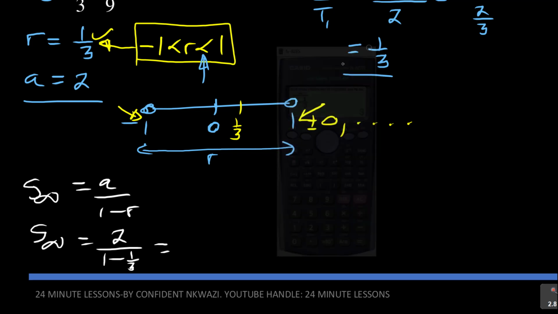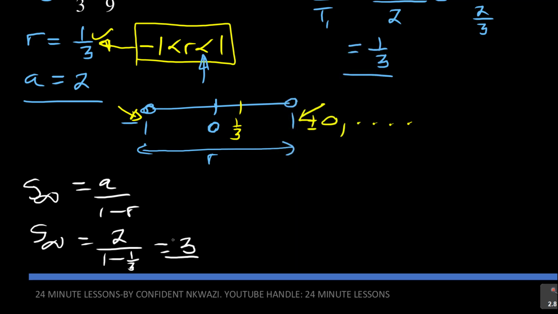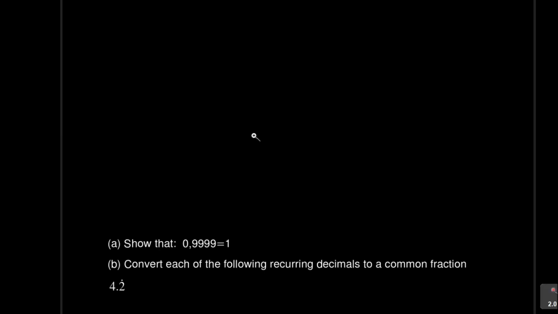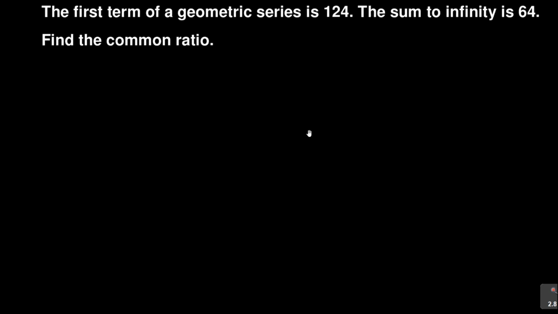And then you get 3. So this will converge at what? At 3. So that is the first part. Now let's try another one and see if we can do more examples.